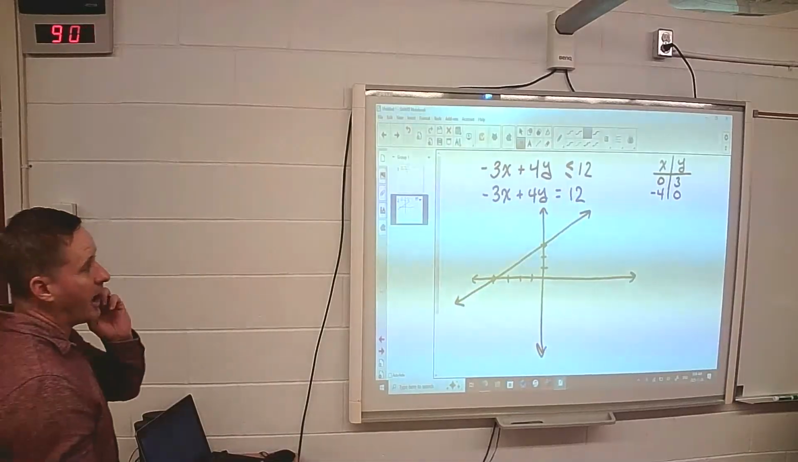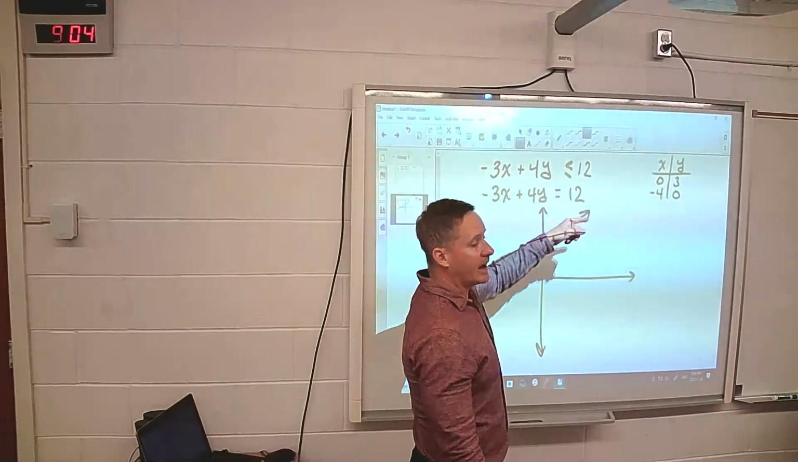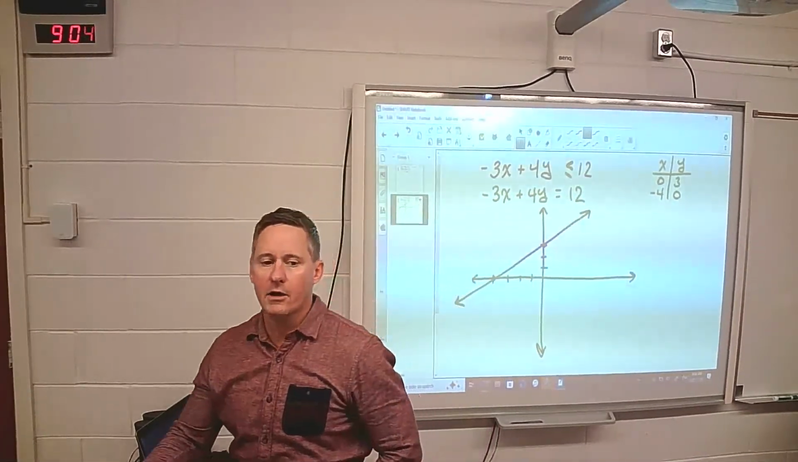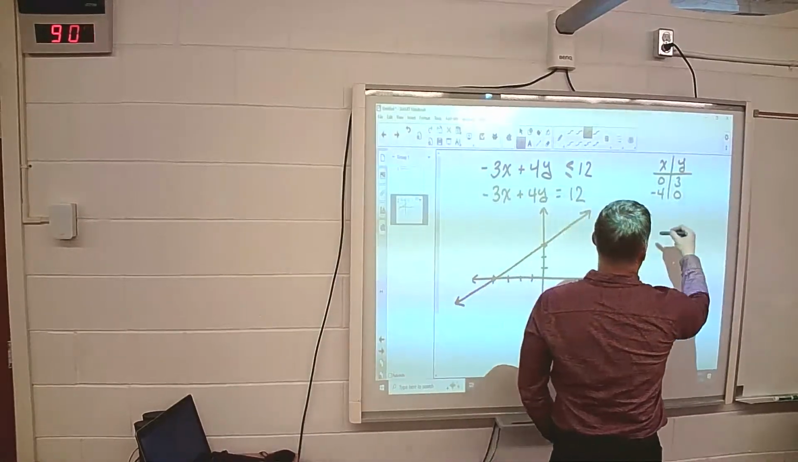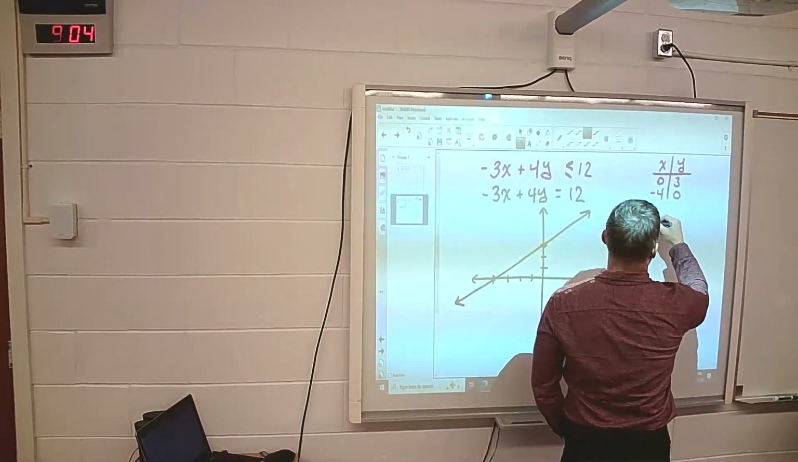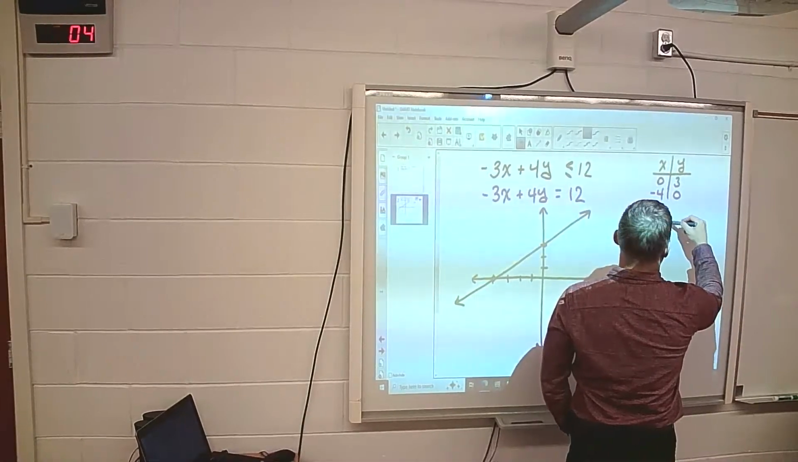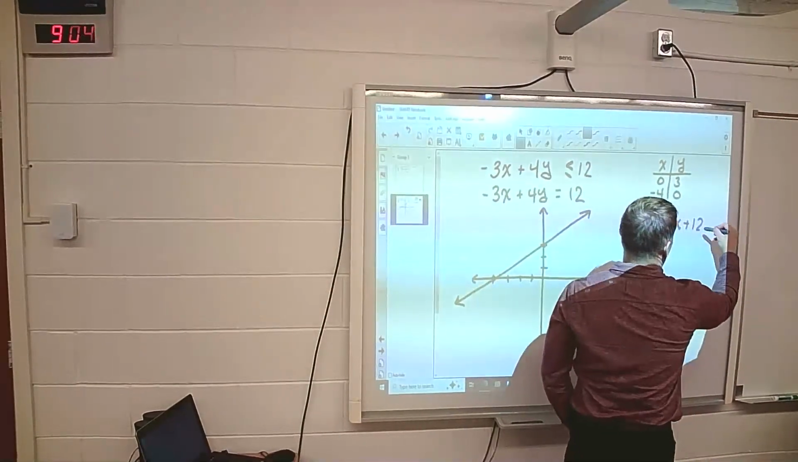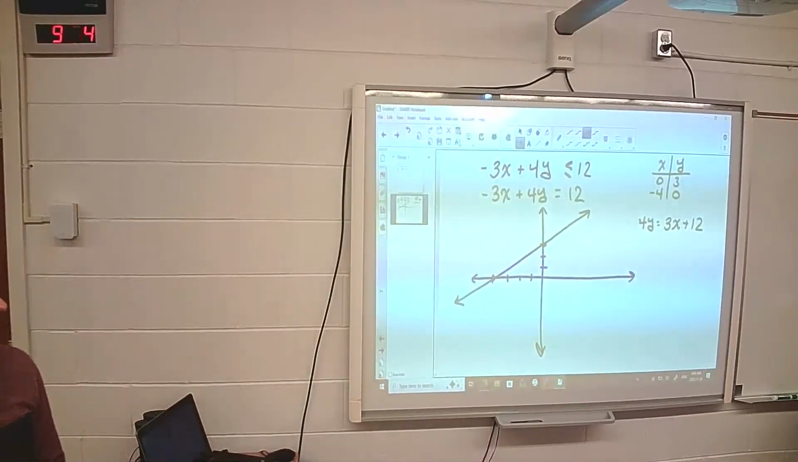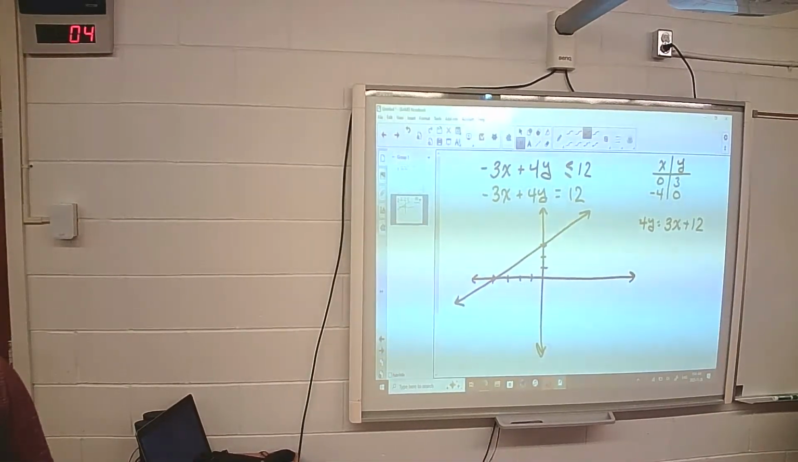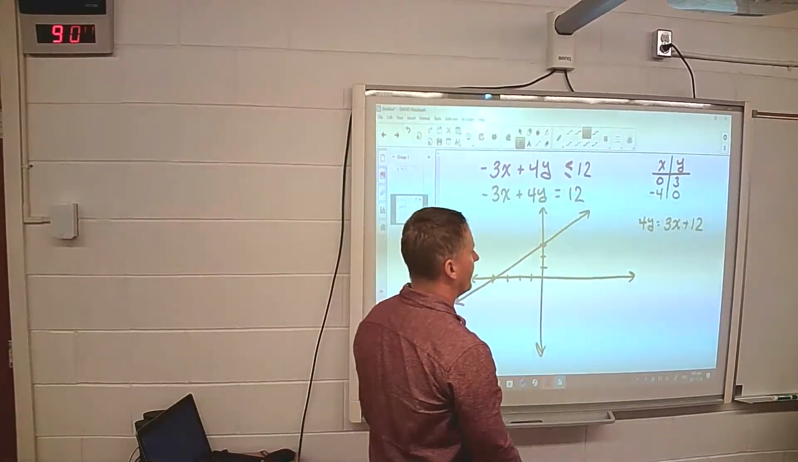Method number 2 to graph this would be to take that equation and put it into y equals mx plus b form. So let's solve for y here. I'm going to first add 3x to the other side. I want everybody to write this down. Add 3x to the other side. Then I'm going to divide by 4.